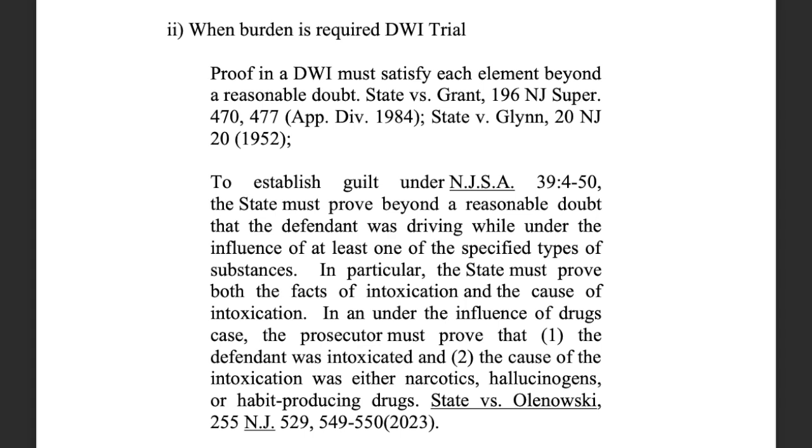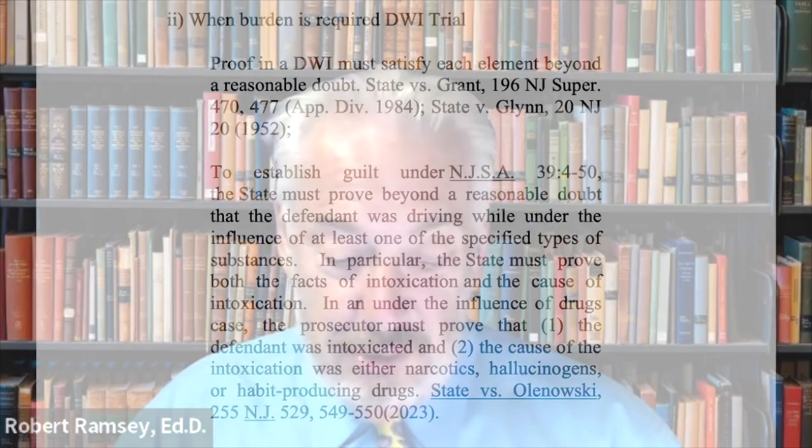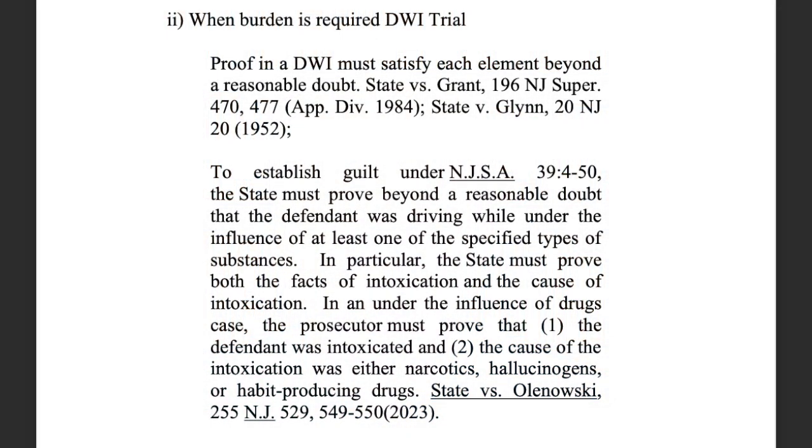It's in the following cases: State versus Grant, old appellate division case from '84. A much older case, State versus Glynn, 20 New Jersey Super 20, which is the only case citation I can remember because it's 2020, number one. And number two, this is the case that deals with the synergistic effects of alcohol and drugs. Olenowski most recently picked up on this. This is the Olenowski 2 case. To establish guilt on 39:4-50, the state must prove beyond a reasonable doubt that the defendant was driving while under the influence of at least one of the specified types of substances. In particular, the state must prove both the fact of intoxication and the cause of intoxication.